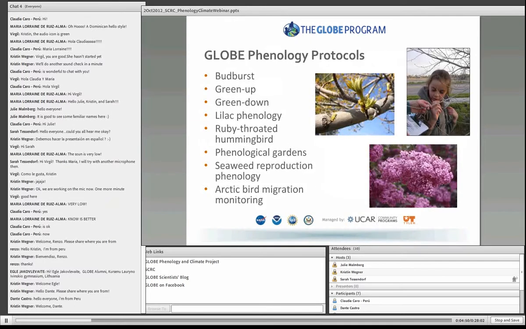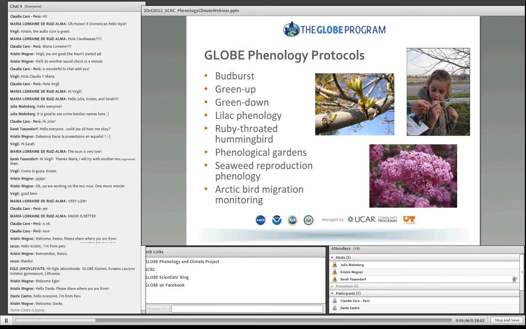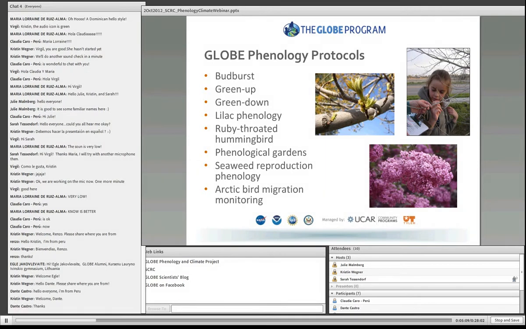So Globe has several phenology protocols. The ones that we have are Budburst, Green Up, Green Down, Lilac Phenology, Ruby-throated hummingbird, phenological gardens, seaweed reproduction phenology, and Arctic bird migration monitoring. As you can see, these all either relate to plants or animals and studying how they respond to seasons and climate. Today's webinar, we're going to focus on the first three: budburst, green up, and green down.